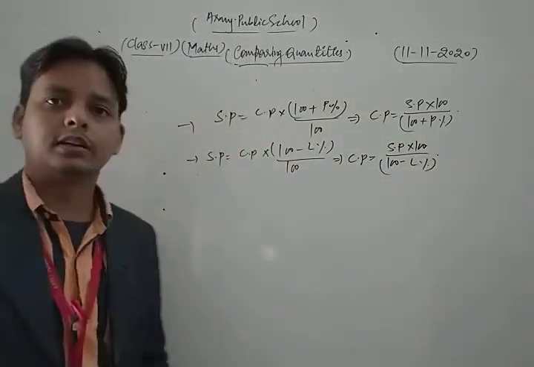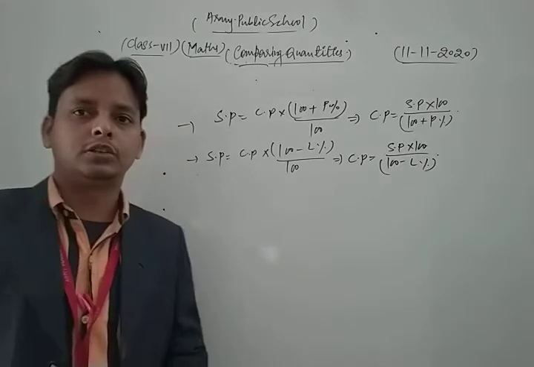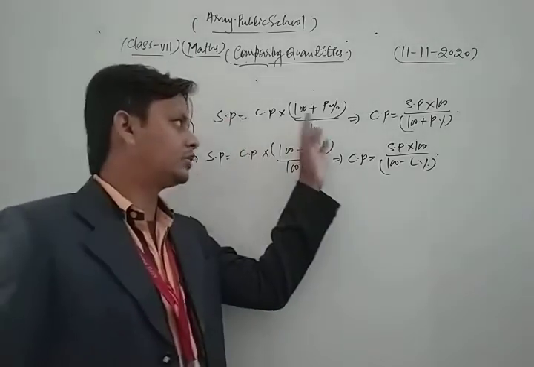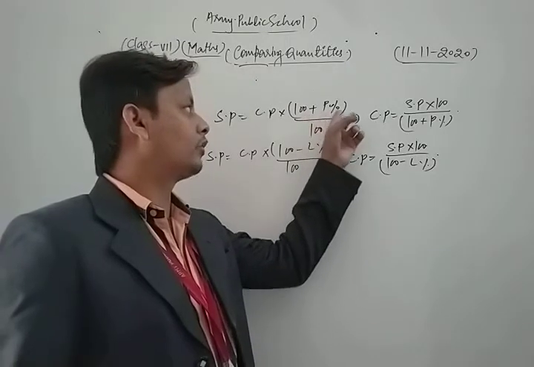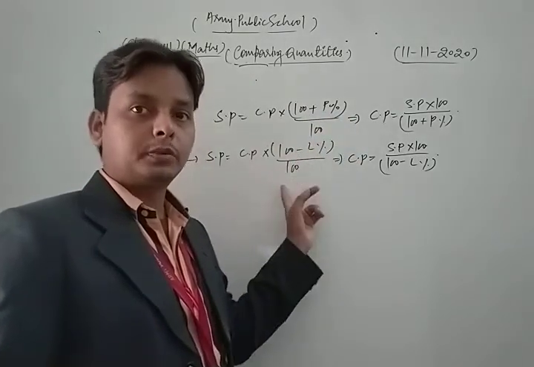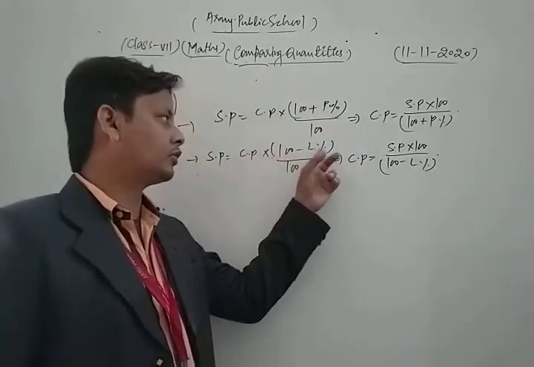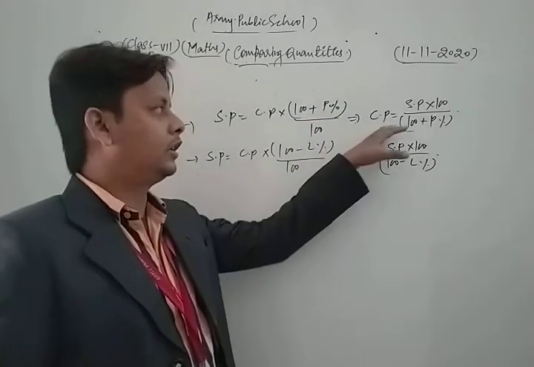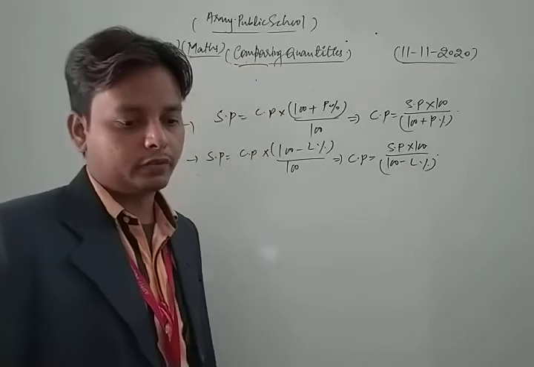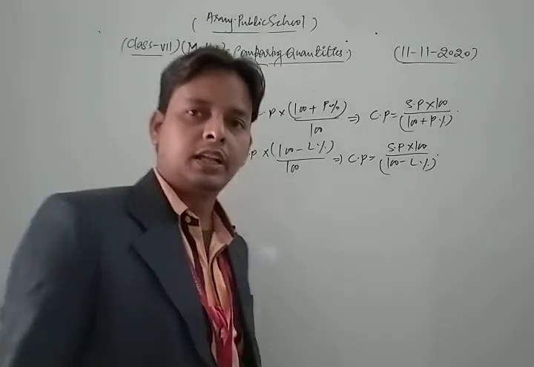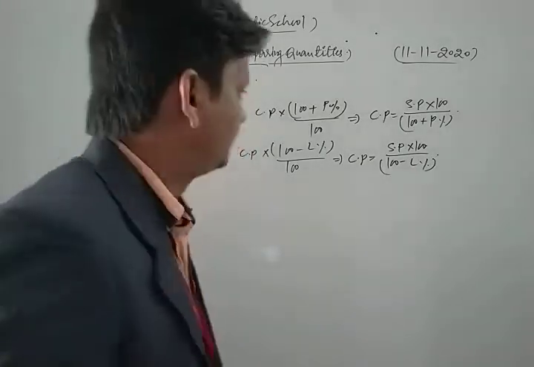So these are very important formulas related to this chapter. If profit percent is given, we apply 100 plus profit percent upon 100. When loss percent is given, we apply 100 minus loss percent by 100. And by transposing, we get the cost price in each case. Now we take one more question based on that topic and solve it.